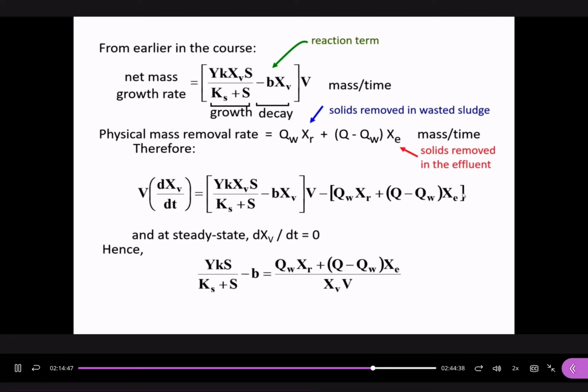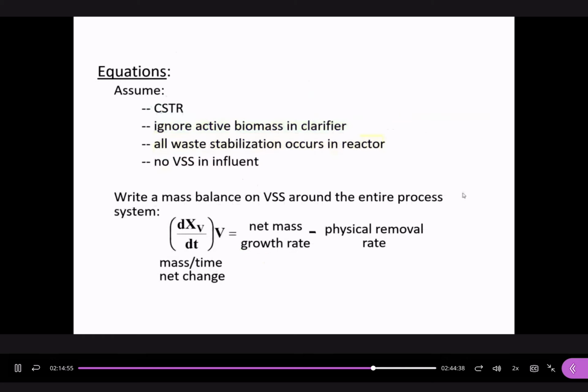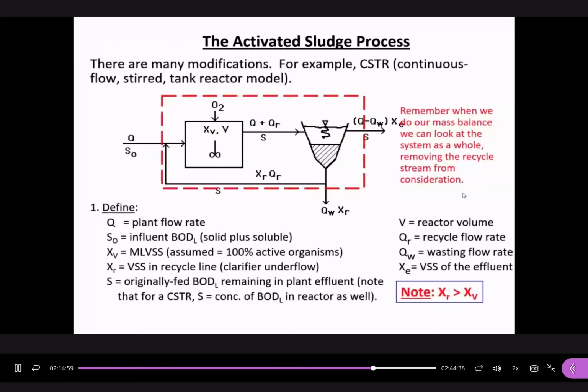Question? What are we doing here? We are describing the change of x in this red box. These equations are based on our assumptions. For example, we say that microorganisms only grow in this tank, not in the secondary clarifier. That is one of our assumptions. We assume x in is 0. That is also our assumption.